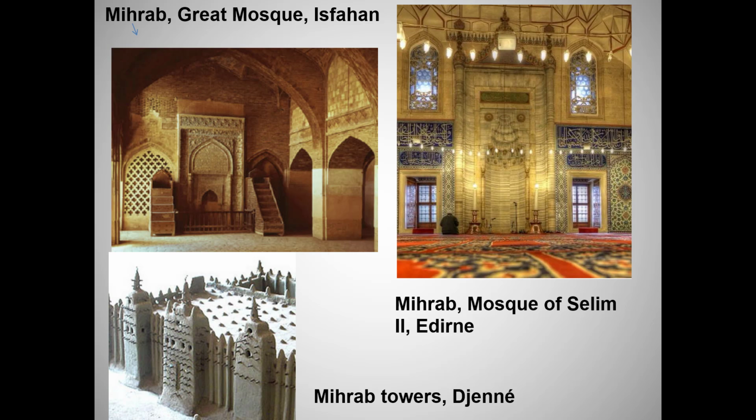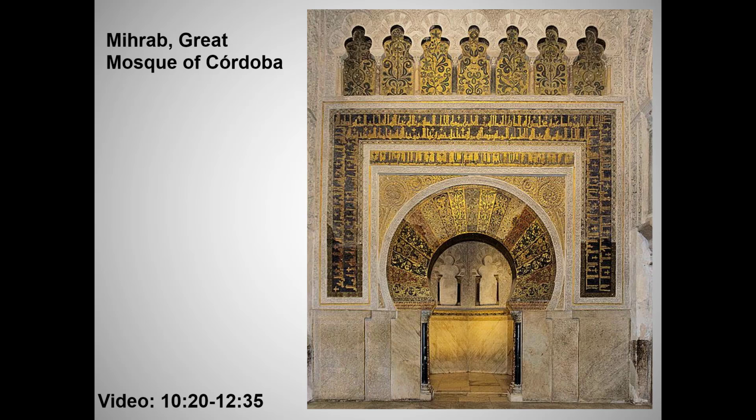So, here are mihrabs from 3 of our required mosques. I couldn't find an interior mihrab photo for Jenne, but the wall with the 3 towers faces toward Mecca, and there is a mihrab below each tower. Here is the mihrab of the Mosque of Cordoba. Let's watch a short clip from a DVD, and you'll learn something surprising about this particular mihrab.